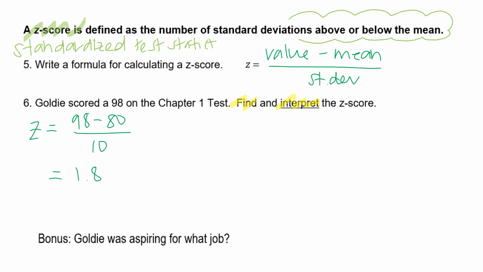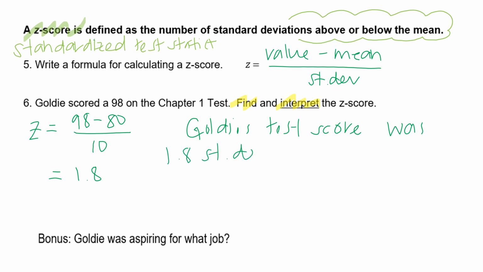And so our interpretation there would be: Goldie's test score was 1.8 standard deviations above the mean. Oh, the writing will be nicer when I do it on OneNote, so I apologize. So that would be the finding, and that would be the interpreting.